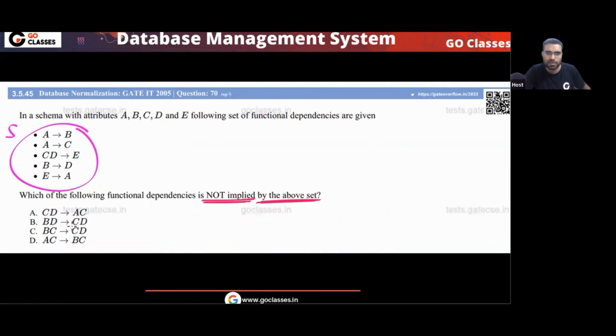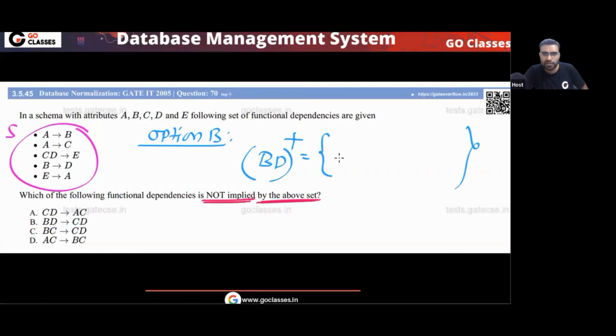Let's see option B. For option B, what will you do? You will find the closure of BD, right? What can BD determine? BD can determine BD by the reflexive property. This is your reflexivity. What else? You can see B can determine D, that we already have.